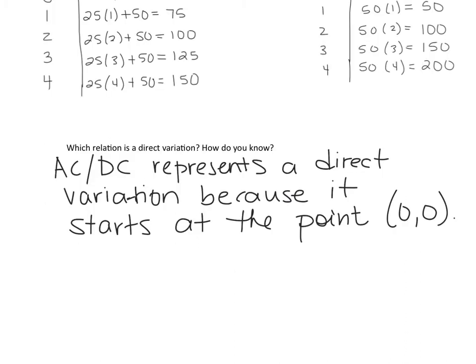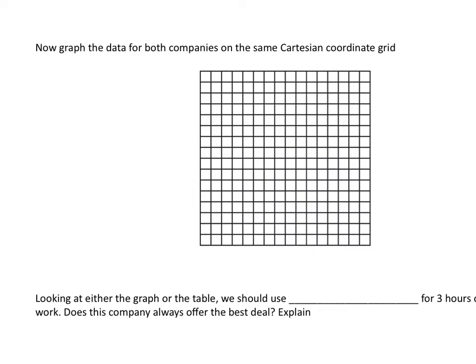Okay, so if you wanted to fill that in, you could state AC/DC represents a direct variation because it starts at the point (0, 0). So now we want to go ahead and graph those data points for both companies on the same Cartesian coordinate grid. And the reason why we want to graph both of them on the same grid is so that we can do some comparing and analyzing about when each company would be the better choice.